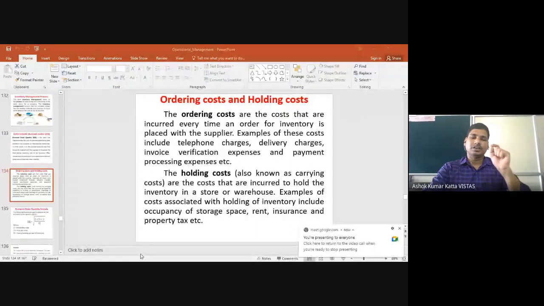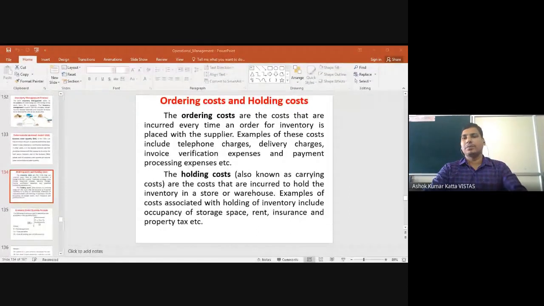The ordering cost is saying clearly that whenever you are giving orders to the suppliers, at that time you need to spend some amount, which is called the ordering cost.